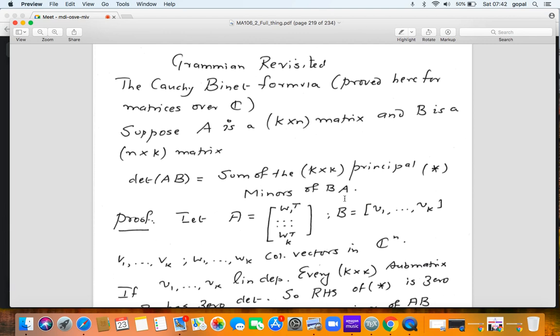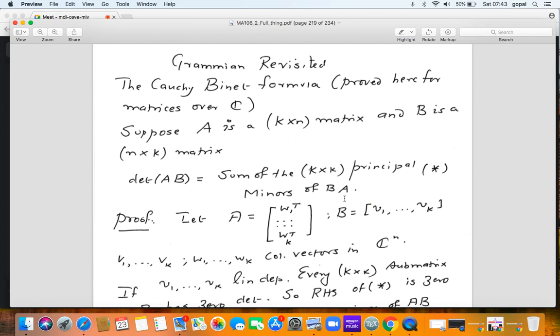Now look at the right hand side. Sum of the K by K principal minors of BA. Pick one of the principal minors of BA. How do you obtain a principal minor of BA? B is a N cross K matrix. So you pick up K rows, say Ri1, Ri2, Rik of B. Remember, K by K principal minor. So if I take rows with subscripts I1, I2, Ik from B, then I'll have to take columns with subscripts I1, I2, Ik from A, and then I have to take the product of these two matrices, and I have to take the determinant. That will be the K by K principal minor.